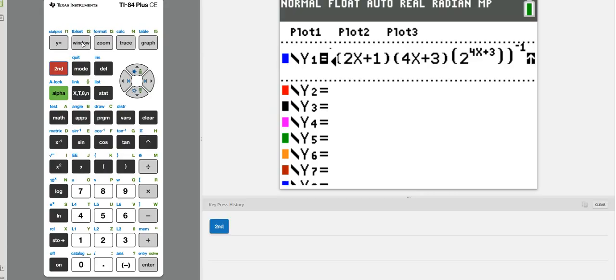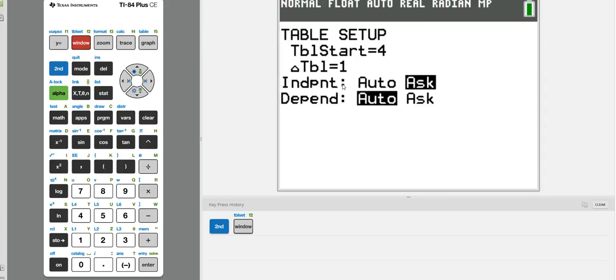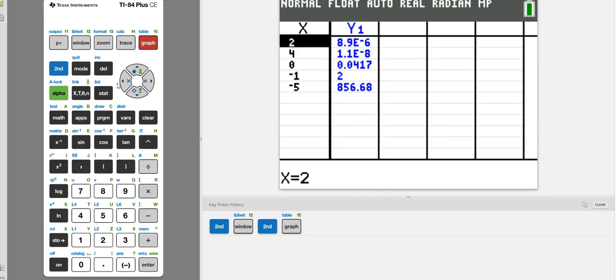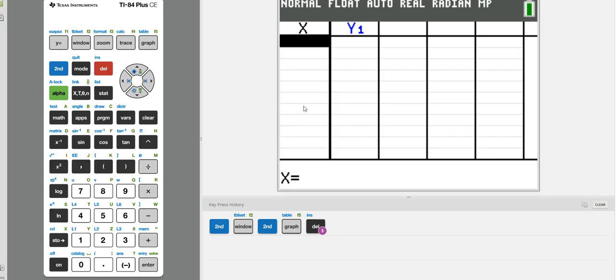Second, and then window. Independent should be set to ask, and dependent should be set to auto. If those settings are great, then go ahead and hit the second key and then the graph key to go to your table. Let me just delete all these things. And now we're just going to keep on typing in numbers until we get something less than 1/10,000th.